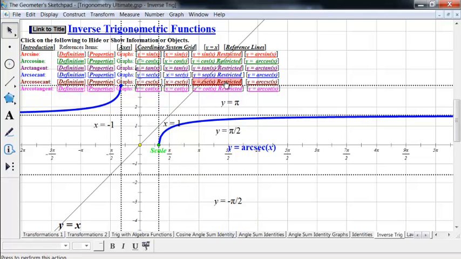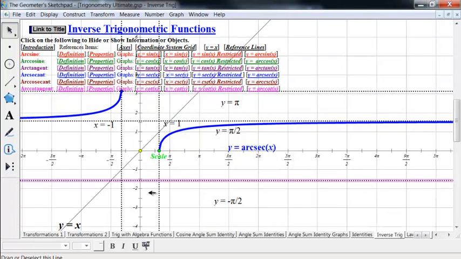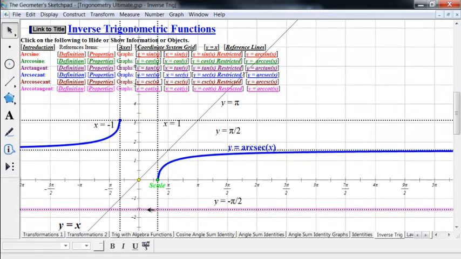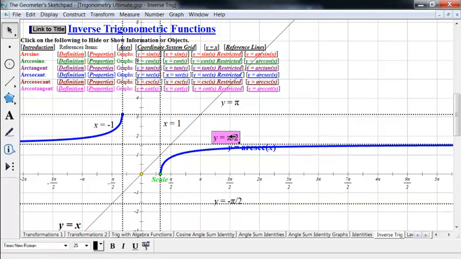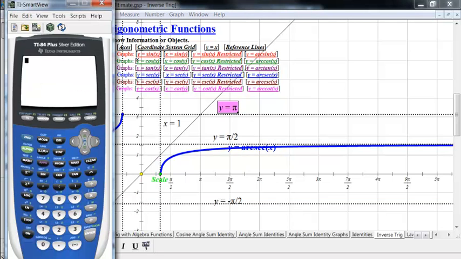So that blue graph is the graph of the arc secant. Okay, and let's get the same graph on our calculator. So first of all, make sure I'm in radian mode, which I am, and then I want to graph inverse cosine of 1 over x.